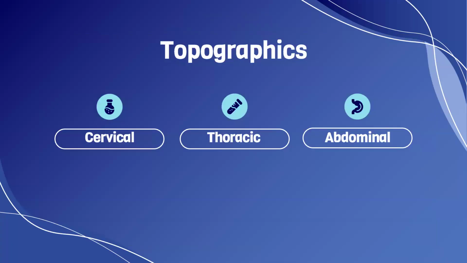Topographically, the esophagus can be divided into cervical, thoracic, and abdominal esophagus. The cervical esophagus extends from the pharyngo-esophageal junction to the suprasternal notch and is about 4 to 5 centimeters long. At this level, the esophagus is bordered anteriorly by the trachea, posteriorly by the vertebral column, and laterally by the carotid sheaths and the thyroid gland.